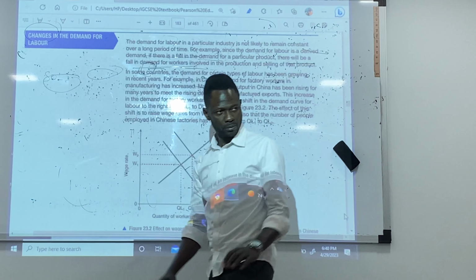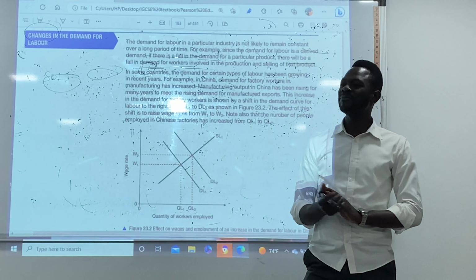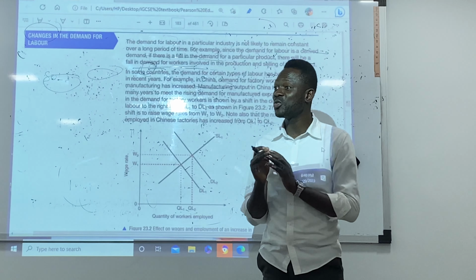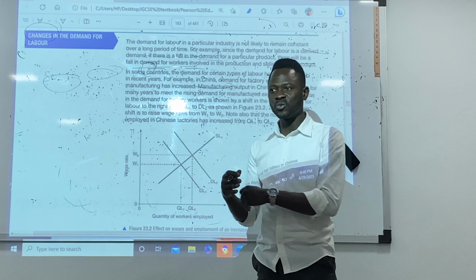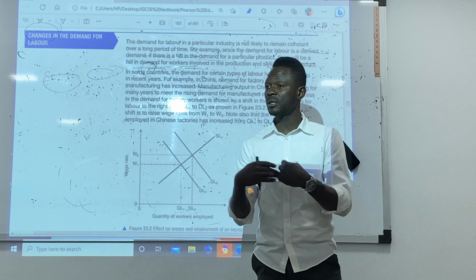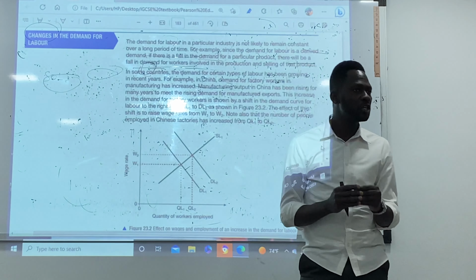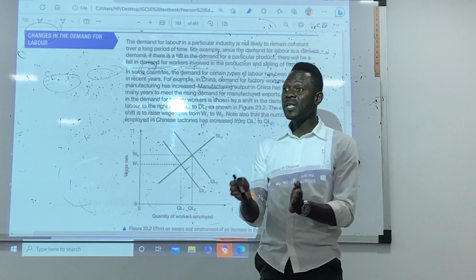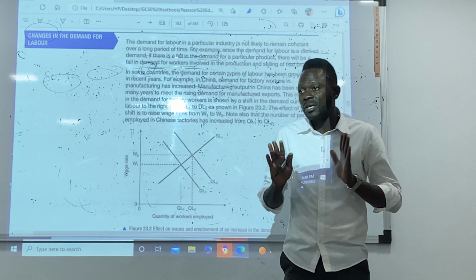Changes in the demand for labor. The demand for labor in every organization, or in every industry, would not remain the same. It either increases or reduces. It will reduce if the demand for your product is reducing. It will definitely increase if the demand for your product is increasing.